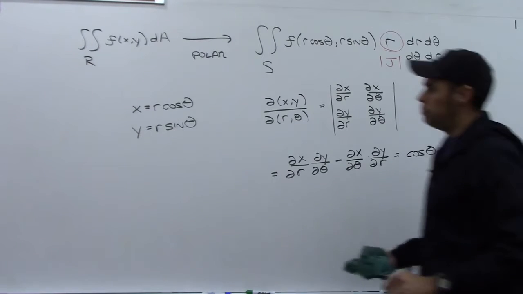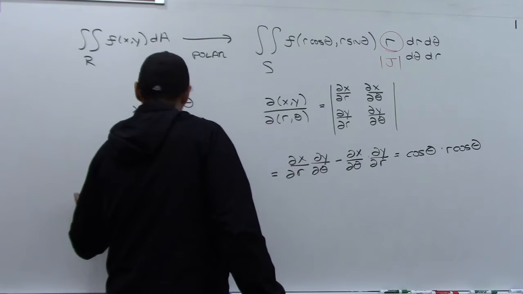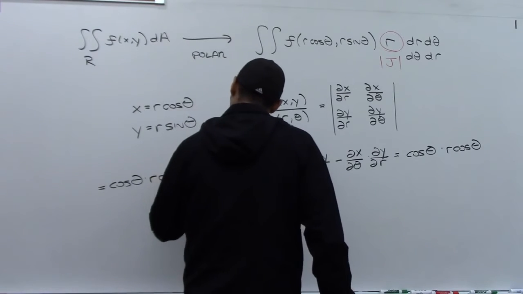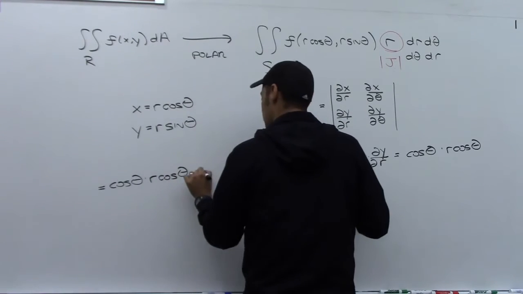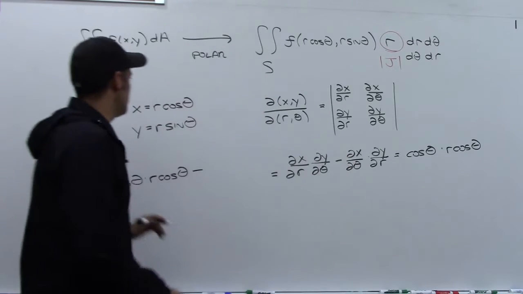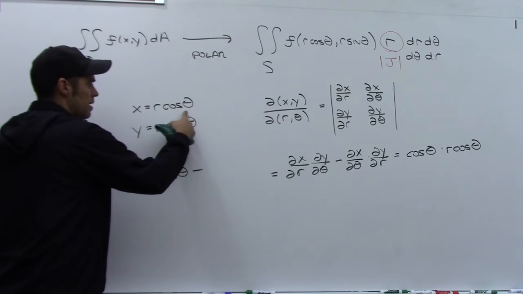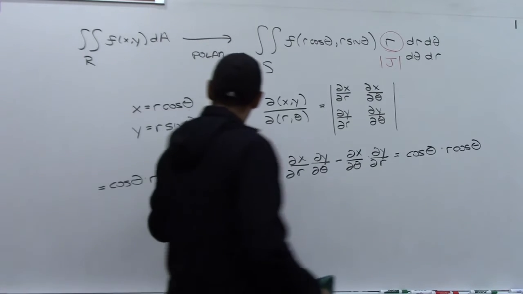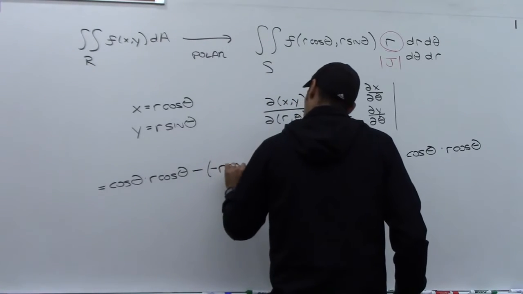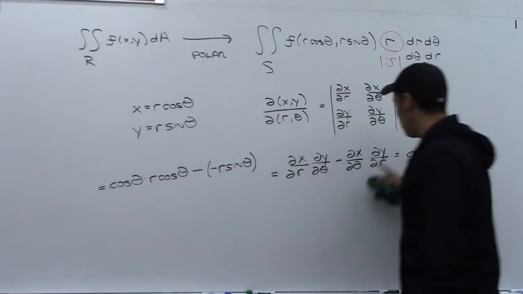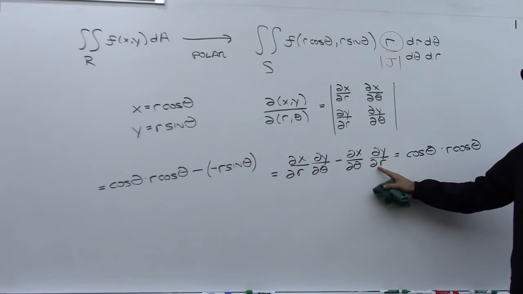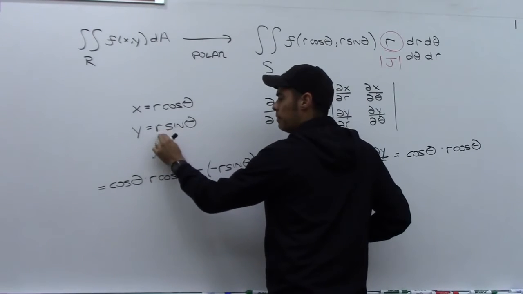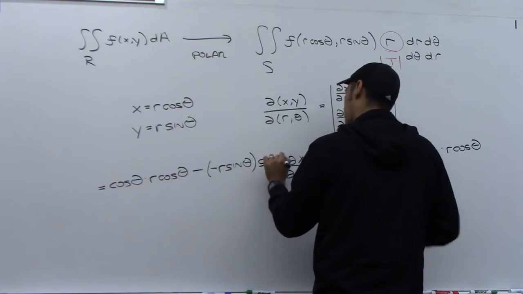I'm running out of room. Let me do that over here. So where are we? We're at cosine theta times r cosine theta. Then we say minus, what's the partial of x with respect to theta? So what's the derivative of this with respect to theta? Well, the r comes along for the ride. Derivative of cosine is negative sine. So I get negative r sine theta. And then the partial of y with respect to r. So I'm treating now theta like a constant. There's my variable. Derivative of that is just going to be sine theta.